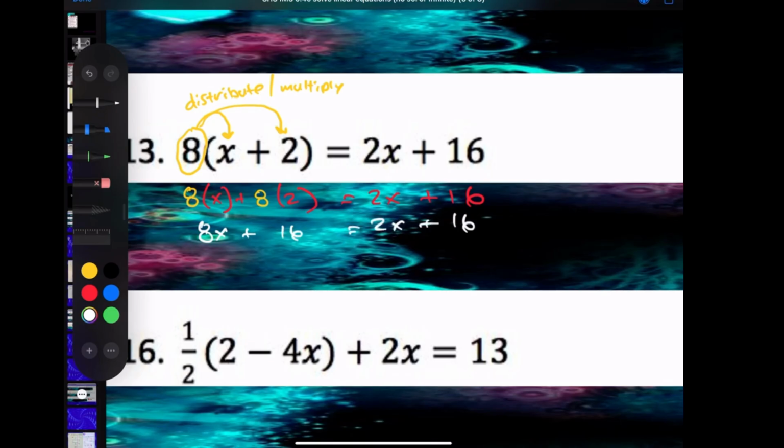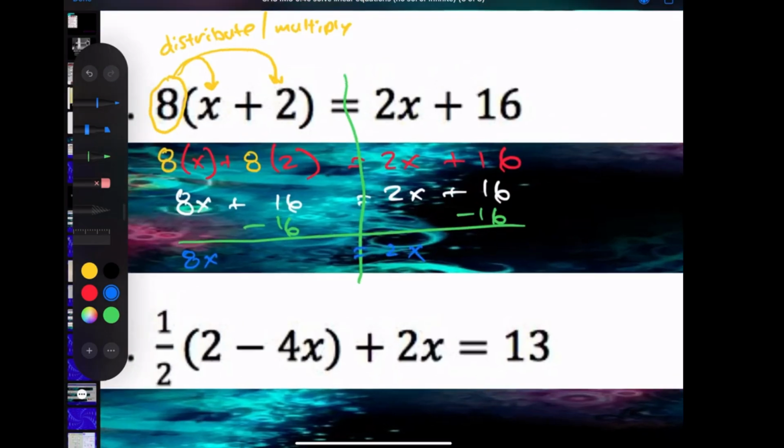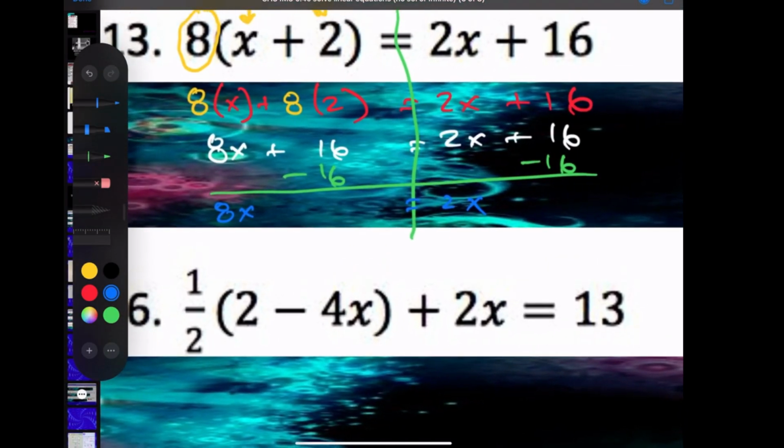You can kind of see it, right? Do you see it? What do I do next, class? Subtract 16. Remember, you're going to cross the equal sign. You have to do the opposites. 8x equals 2x. Okay. What do I do next?